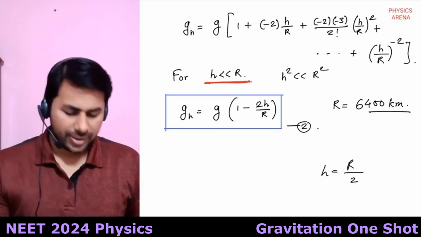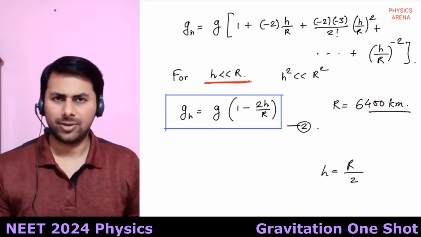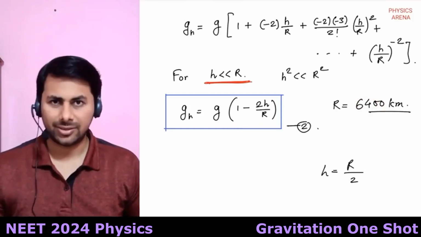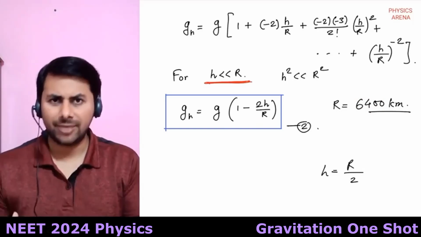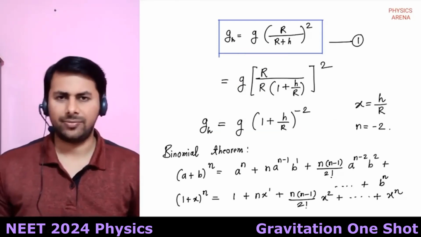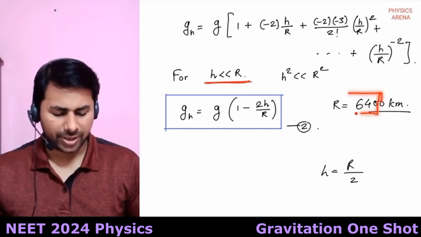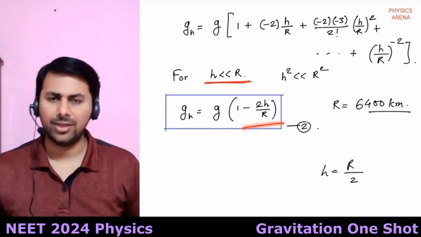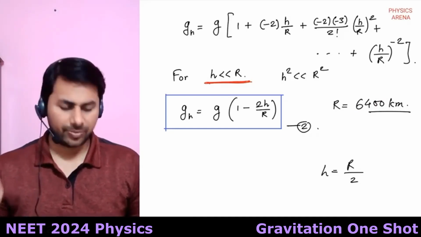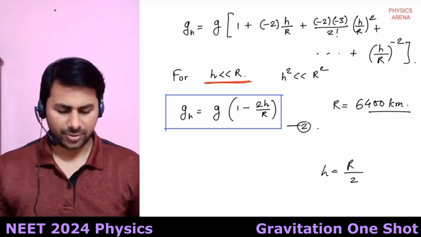So a simple rule of thumb is, if h is up to 640 kilometers, you can use this formula. It will be fast, and you will get a reasonably correct answer. If it is more than that, use the first formula only. If h is smaller than 640 kilometers, use this formula, otherwise use the first formula. Fine. If h is less than 10% of r, you can use this formula.